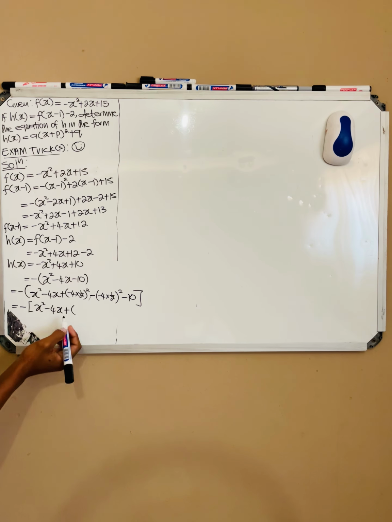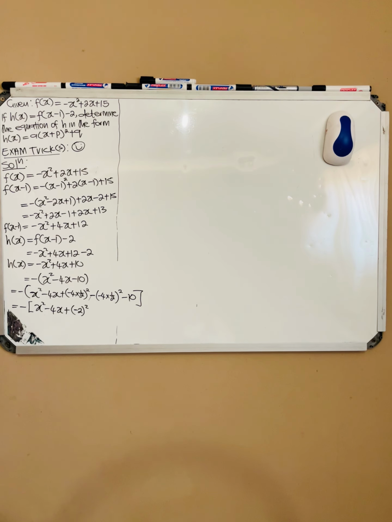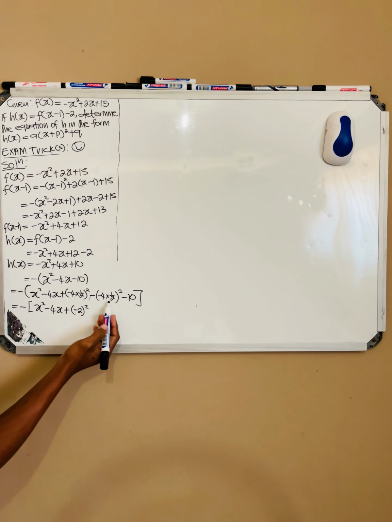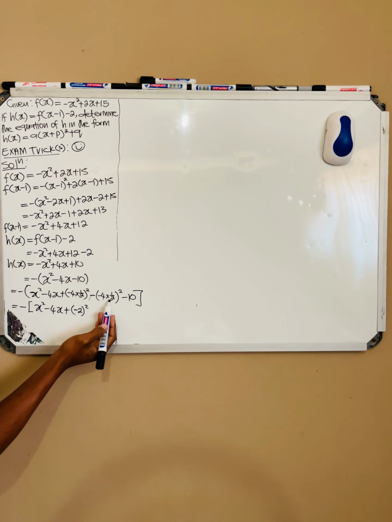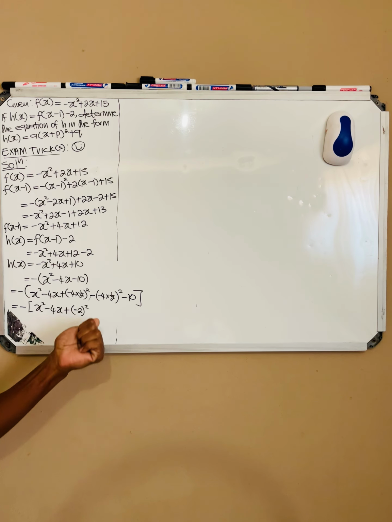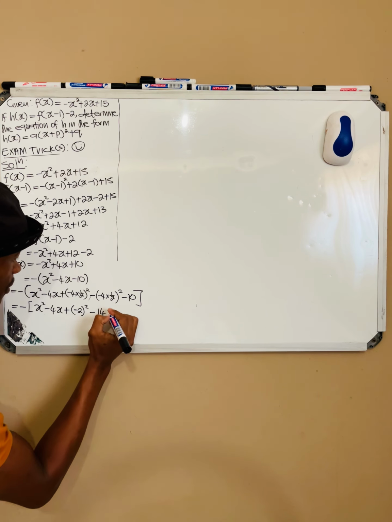You only simplify the inside. Minus 4 multiplied by half, we're going to get minus 2 all squared. Then if we simplify this, minus 2 all squared gives us 4. Then minus into 4 becomes minus 4. Minus 4 minus 10, that's minus 14.